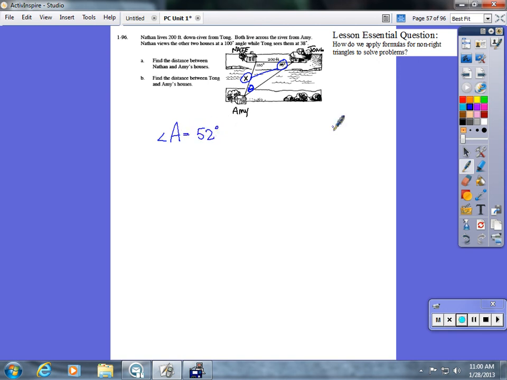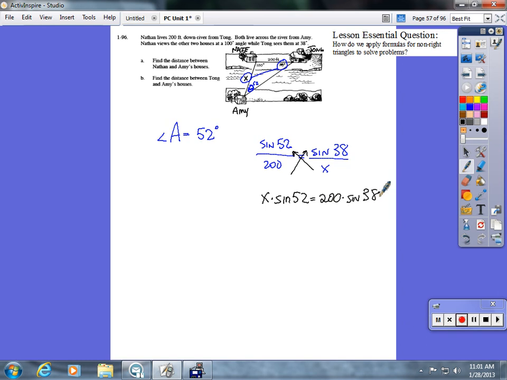So if I set up my law of sines, I would have the sine of 52 over 200, again angle and opposite side, is going to equal the sine of 38 over x. Cross multiply, and I end up with x times the sine of 52 equals 200 times the sine of 38.